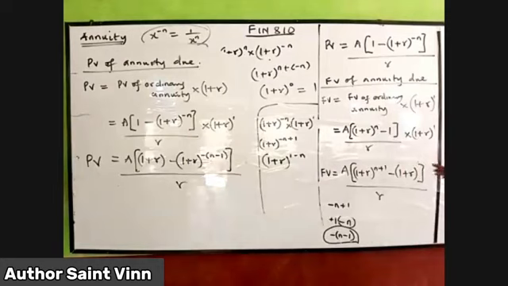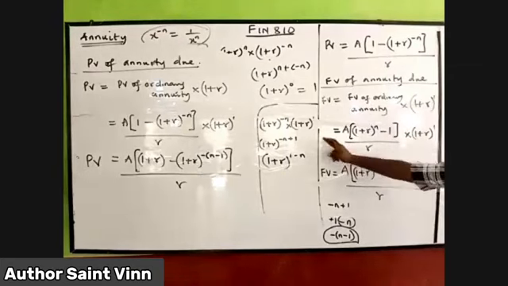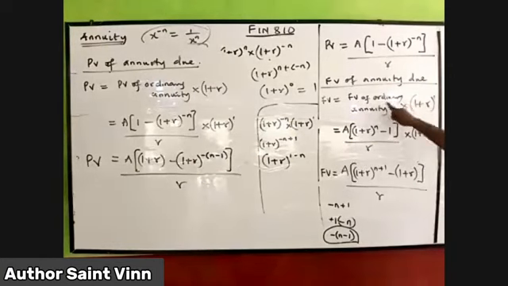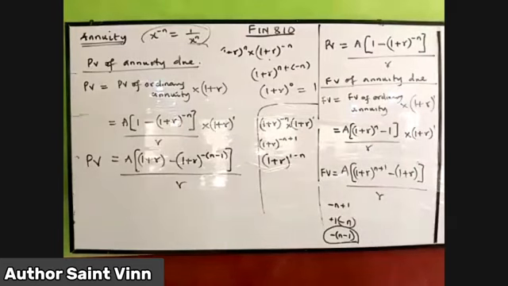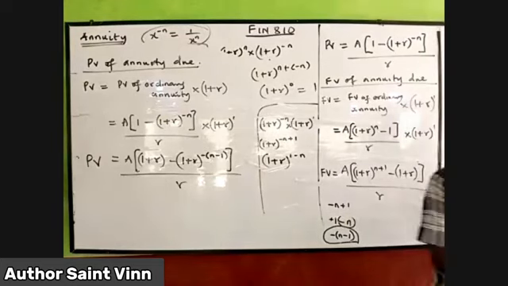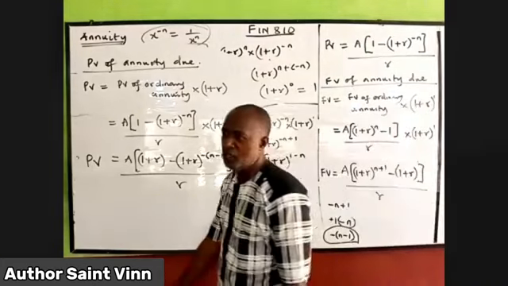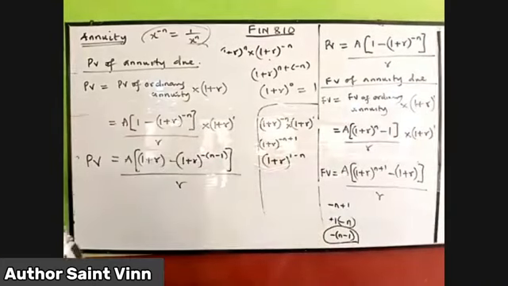This is the future value of an ordinary annuity. It's so easy. First of all, understand the question, then be able to know the formula to use. The formula is not fearful, but understand what the question is all about and know what to apply.